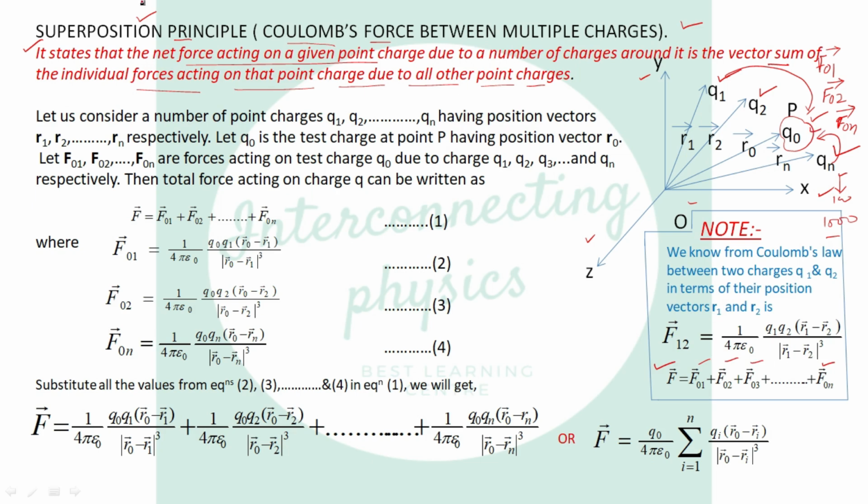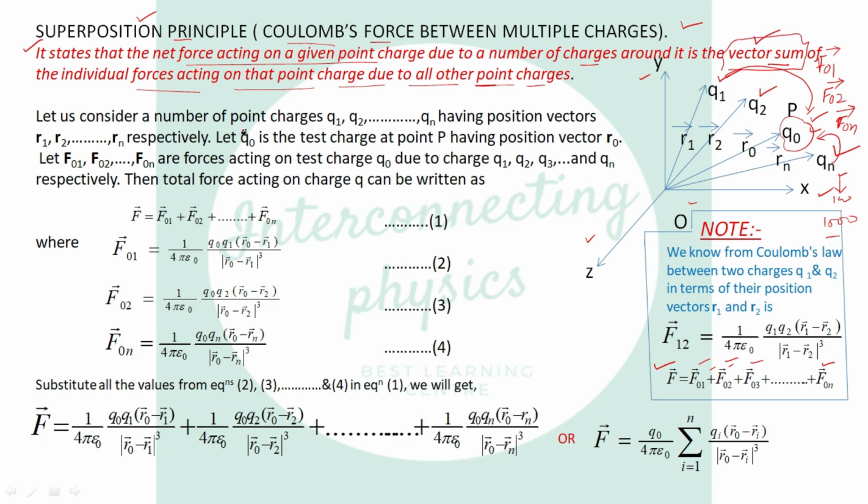So come to the definition again. It states that the net force acting on a given point charge due to a number of charges around it is the vector sum of individual forces on that point charge due to all other point charges. Why vector sum? Because force is a vector quantity, so we have to use vector algebra to add the forces.